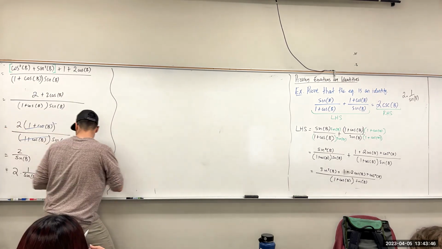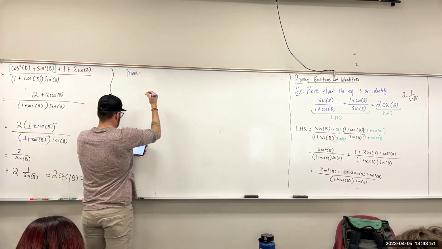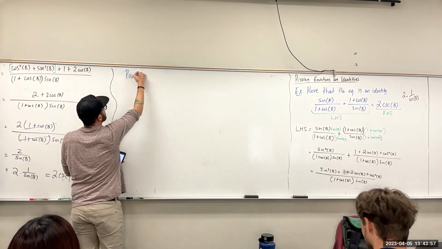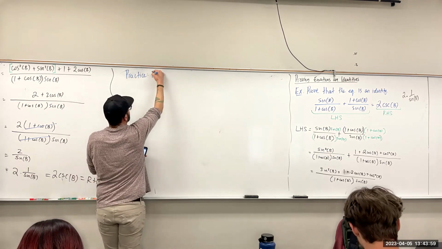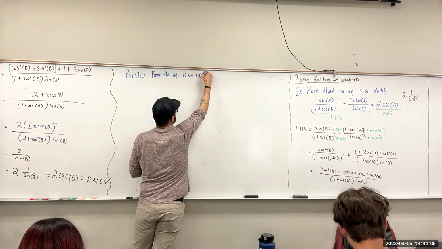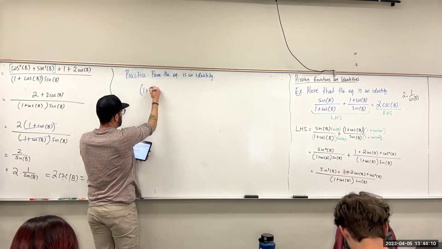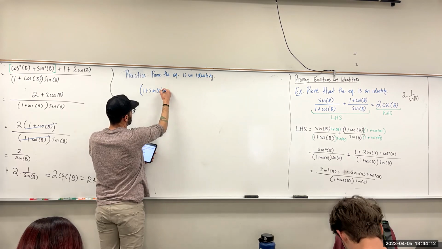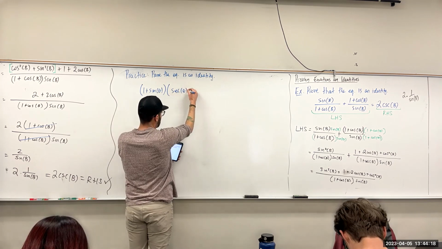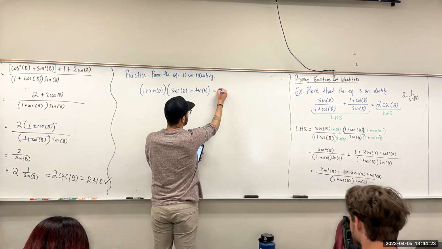Okay, guys, let me give you one. Have you try it out, and then we'll take a break. Practice: prove the equation is an identity. All right, so we have (1 plus sine theta) times (secant theta plus tangent theta) equals cosine theta.